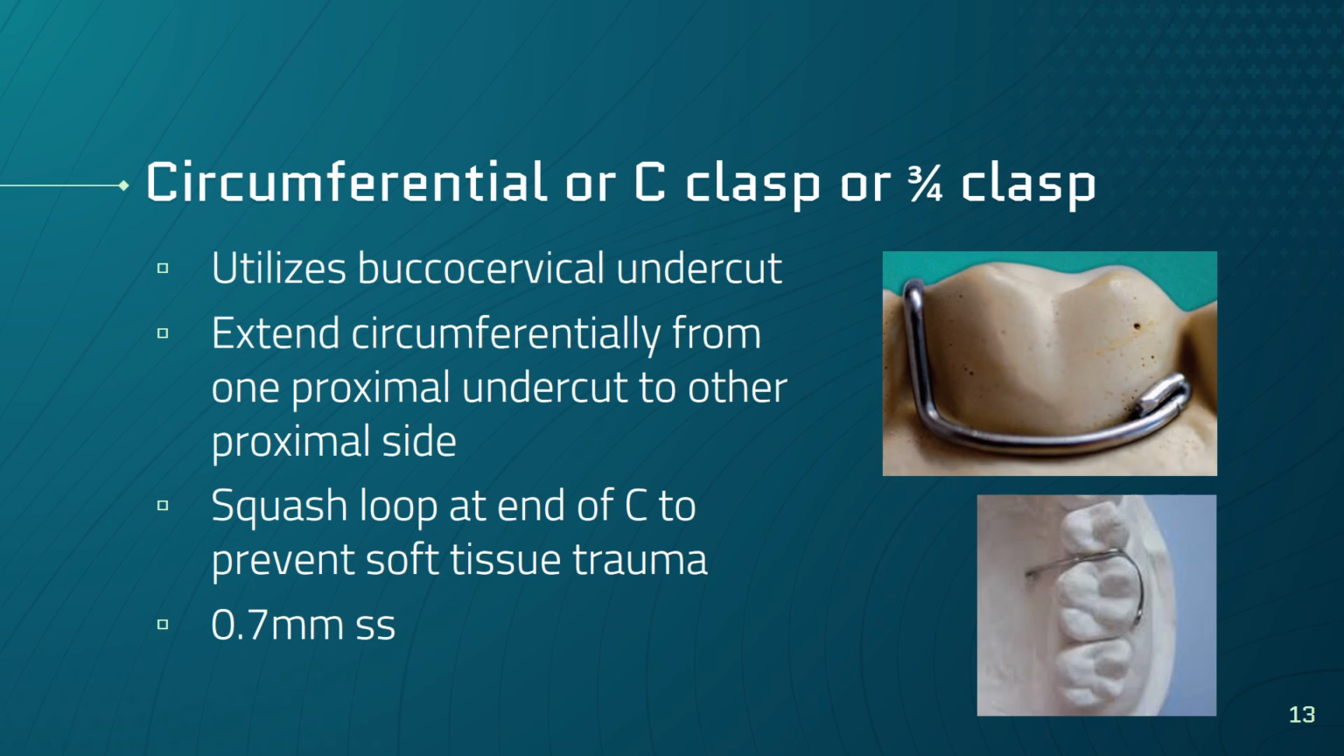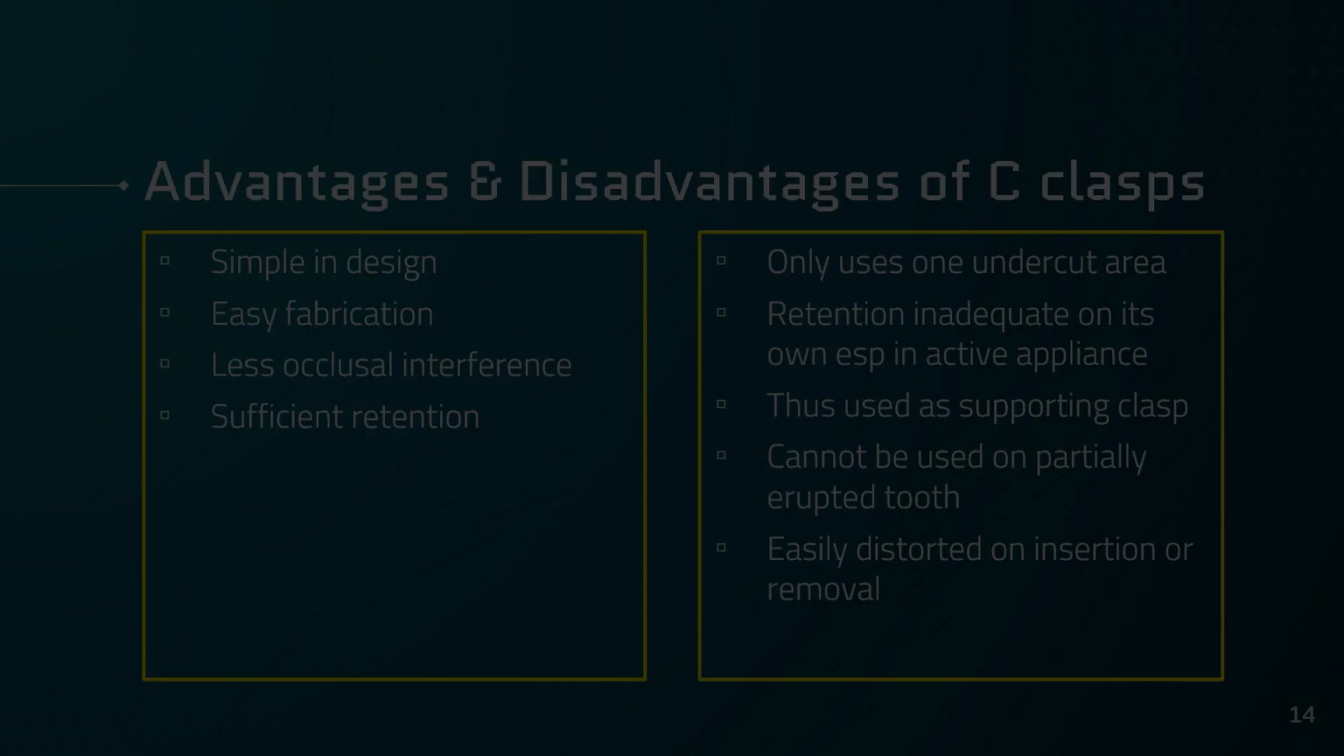The next clasp is known as the circumferential or C clasp, or a three-quarter clasp. This utilizes the buccocervical undercut, and it extends circumferentially from one proximal undercut to the other proximal side. There's a squash loop at the end of the C to prevent soft tissue trauma, and this clasp is also made from 0.7 millimeter hard stainless steel wire.